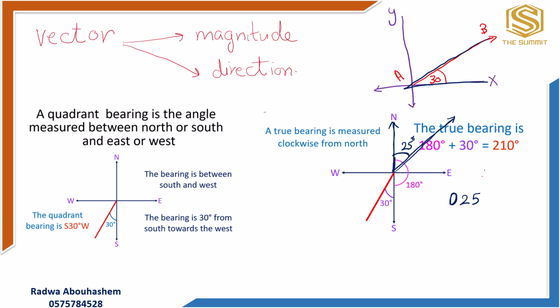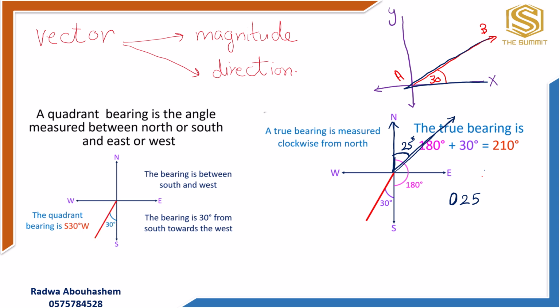What about the quadrant bearing? The quadrant bearing is the angle measured between north or south and east or west. What is the meaning of this? Here's the south direction, right? And here's the west direction. I have an angle here, or I have a vector here. So you start from south and move 30 degrees going toward west.